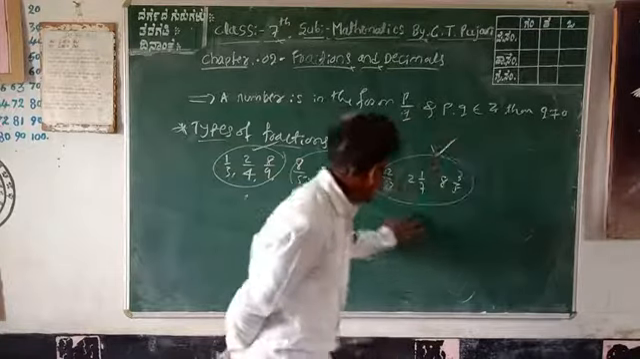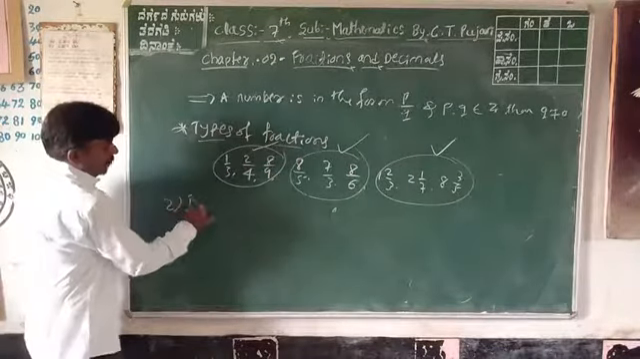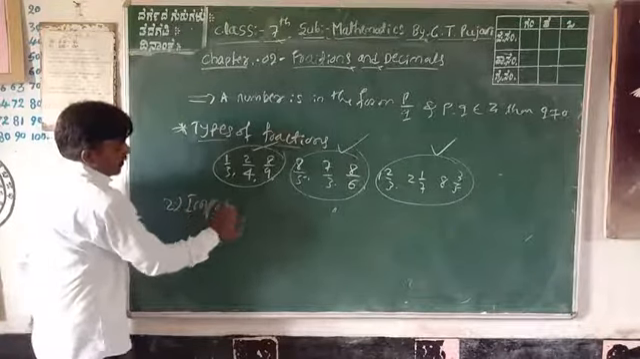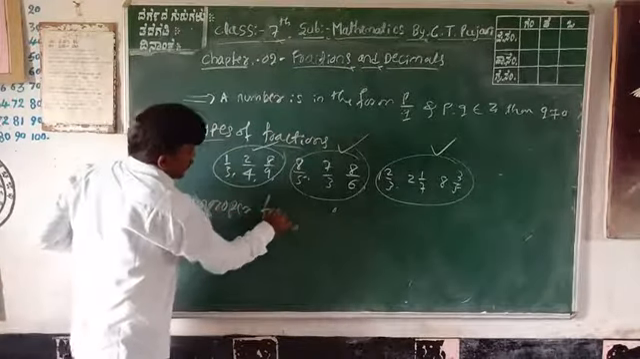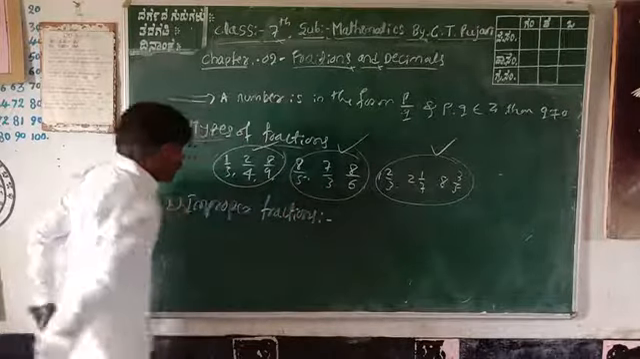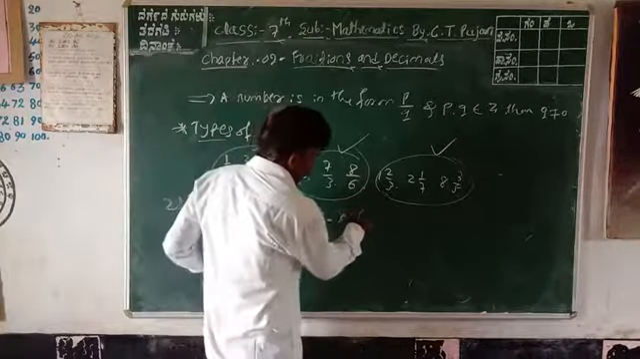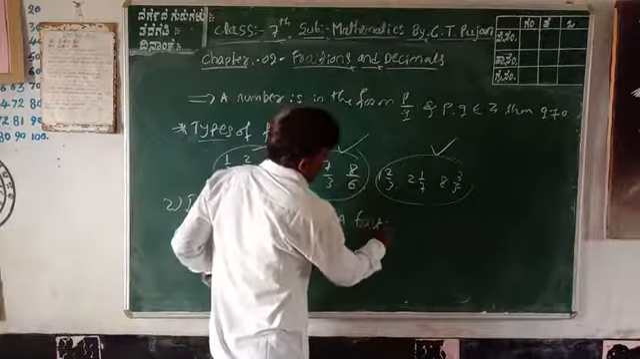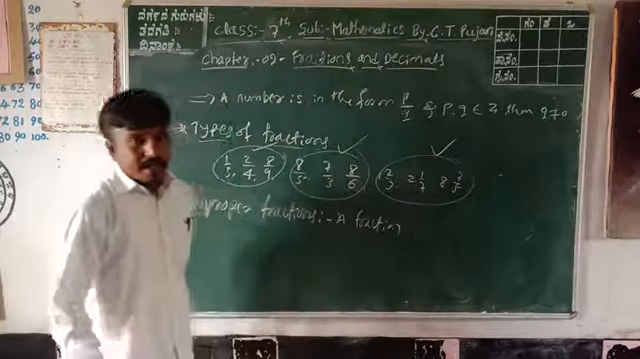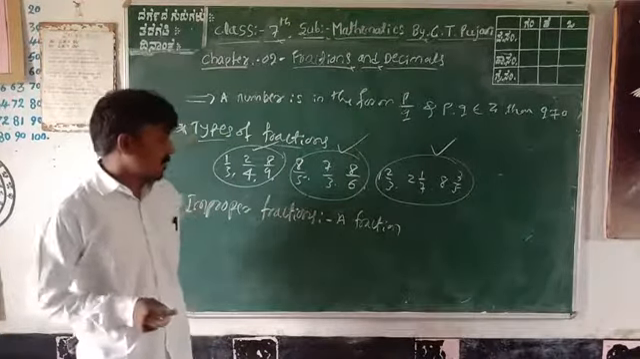The second one is improper fractions. What are improper fractions? Improper fractions are fractions in which the numerator is greater than the denominator.